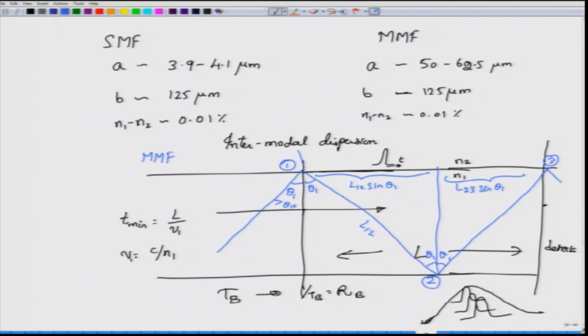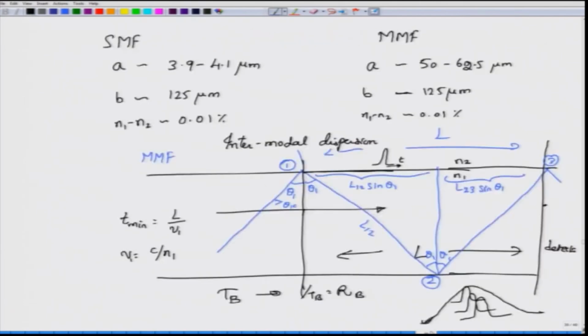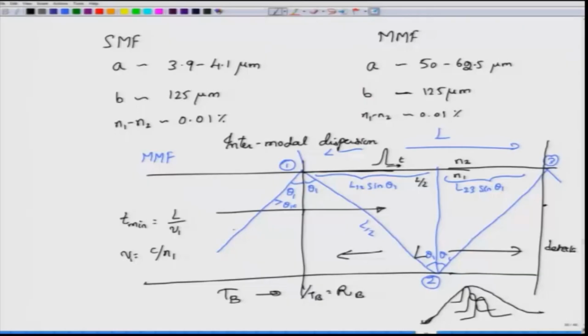If I consider the distance 1 to 3 and call that entire distance L, then that distance L will be the sum of these two distances. The time delay taken by this ray of light, which is making an angle of theta 1, is given by L12 sine theta 1 plus L23 sine theta 2, for the ray given by this blue line.